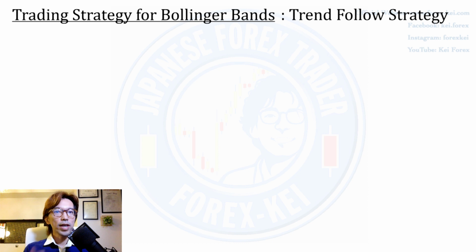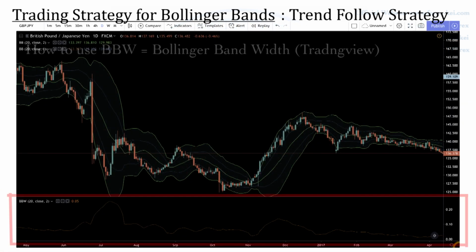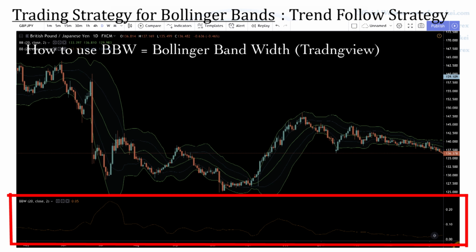Now, there's a way to increase the winning probability for this indicator. If you're using TradingView, there's a tool called BBW. I will put the link in the description below in case you haven't used this platform yet.